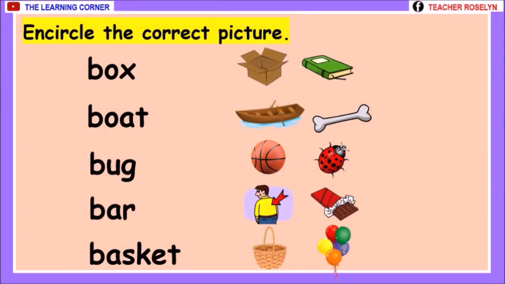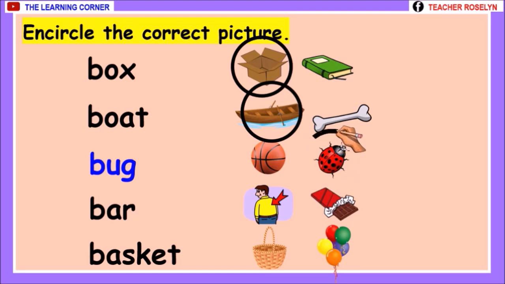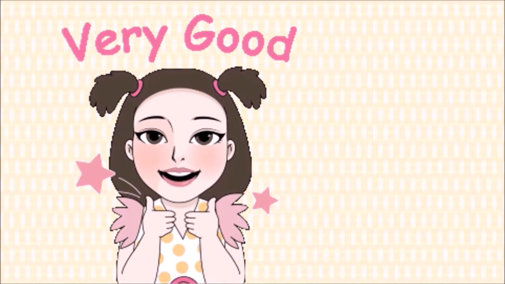Now, let us encircle the correct picture. Let us read. Box. Which is the box? Boat. Which one is the boat? Bug. Which is the bug? Bar. Where is the chocolate bar? Basket. Which one is the basket? Very good!